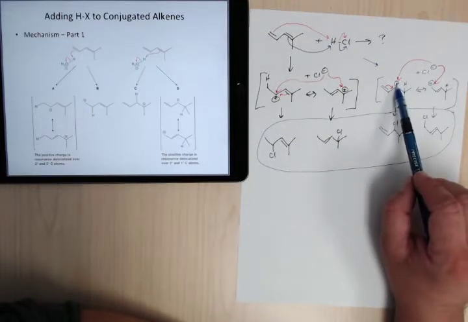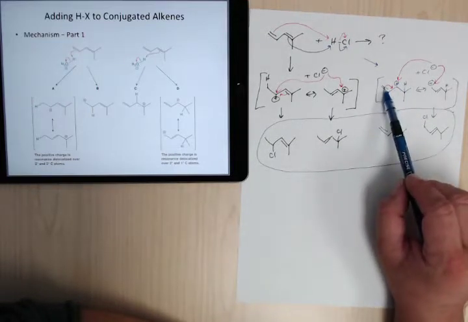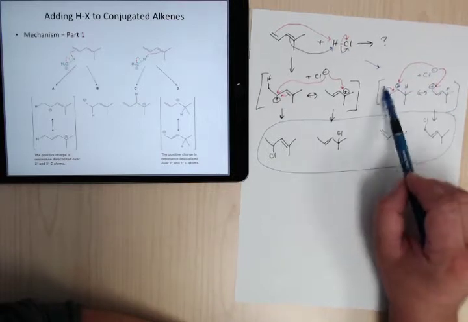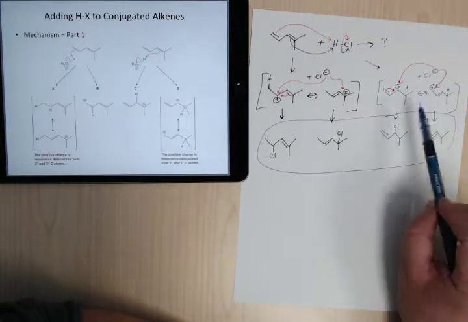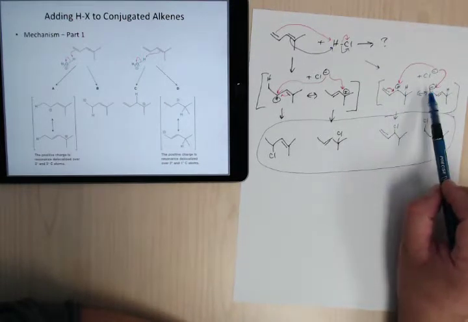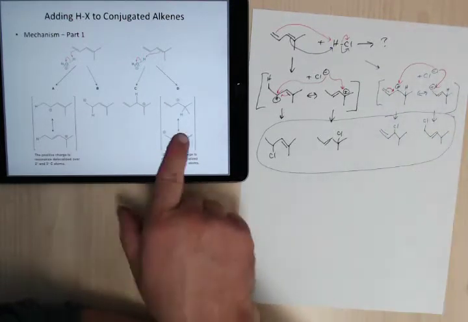Right? So you put the positive charge next to the double bond, you get the resonance structures, and then the nucleophile will come in and attack where that positive charge is. That's how they all work.